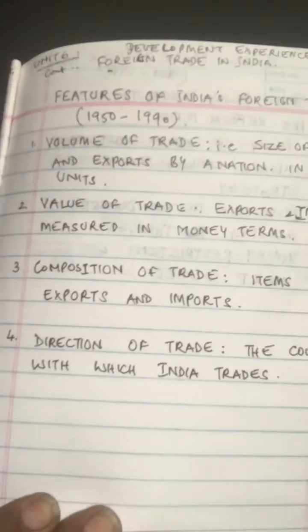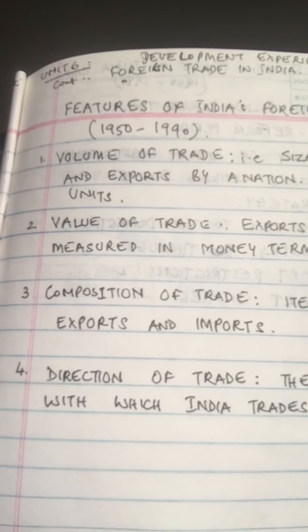Before I go, a little more explanation. I want you to put down as homework that you must make a table and write down the value of trade between 1950 and 1990. You can talk about the value, the direction in those years, and the composition of trade. It's going to be interesting. I'm sure that little homework will get you connected with this video of mine. So just go through this.